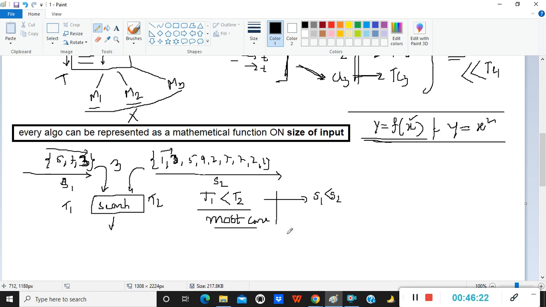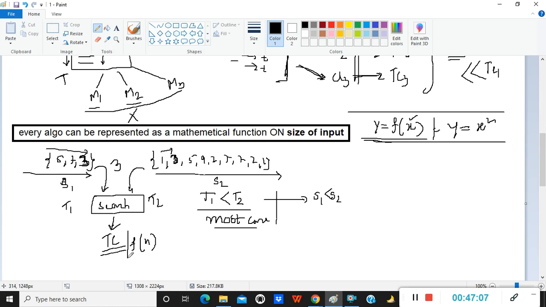So we are considering the time complexity of this algorithm. We can easily say that it depends on the size of the input, the size of the array input. So it is a function of n, where n is the size of the input. The time complexity can be treated as a function of the size of input.